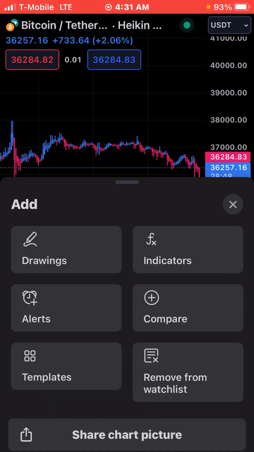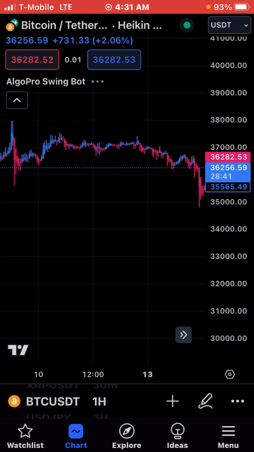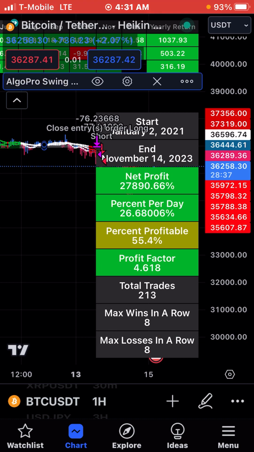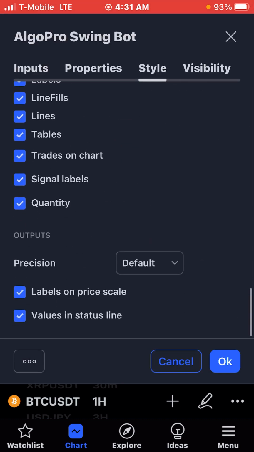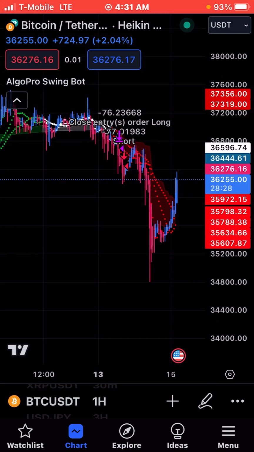So let's check out some of the other ones here. I think this one is the... Which one is this one? This is the Swing Bot. Which, let's just turn off the tables. Some of these I haven't looked at completely, so I'm just going to see what it does.